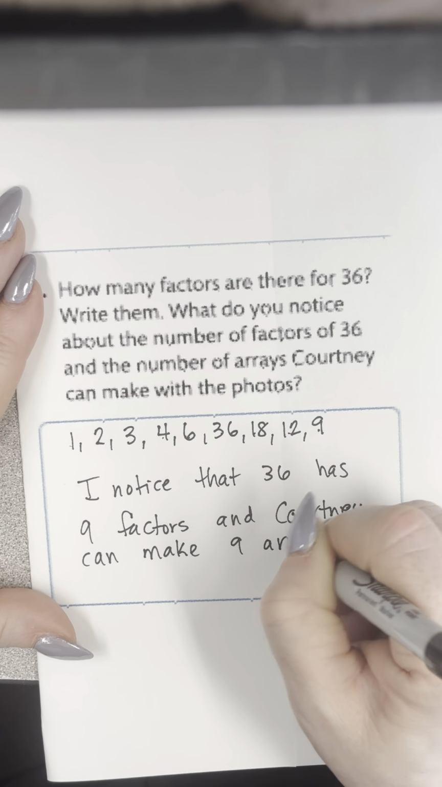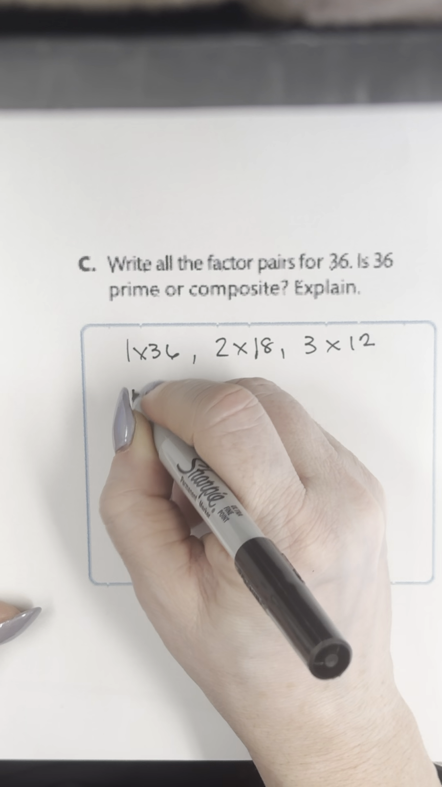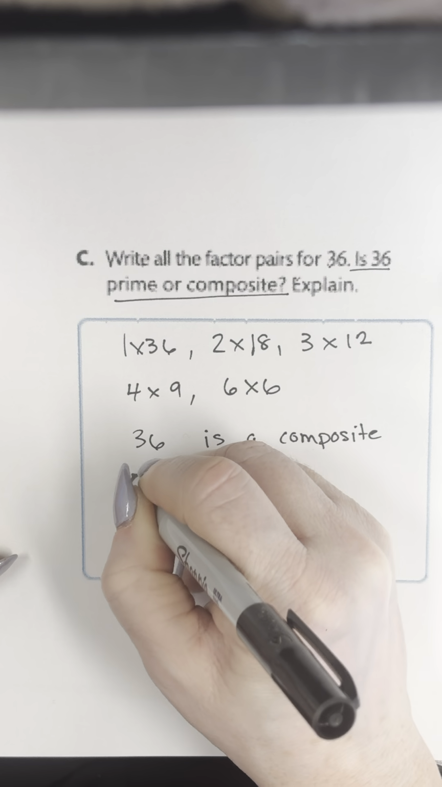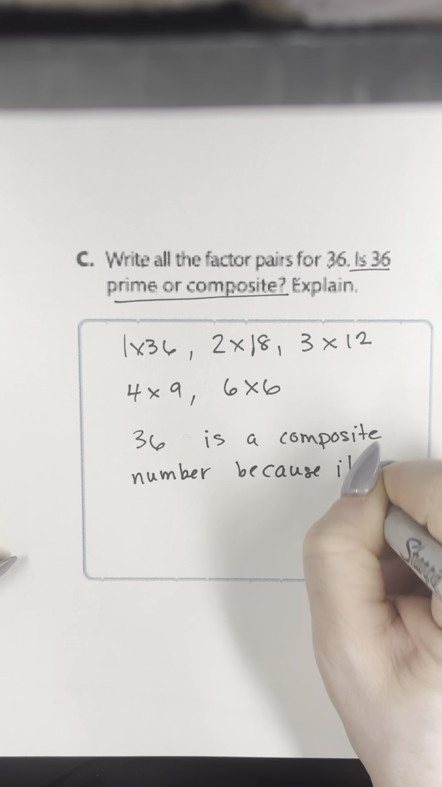Part C. Write all the factor pairs for 36. Oh, good thing I did all that work in part A. 1 times 36, 2 times 18, 3 times 12, 4 times 9, and 6 times 6. Is 36 prime or composite? Well, prime means it only has one factor pair, and this has 5 factor pairs. So 36 is a composite number because it has 5 factor pairs. Simple, easy, right to the point.